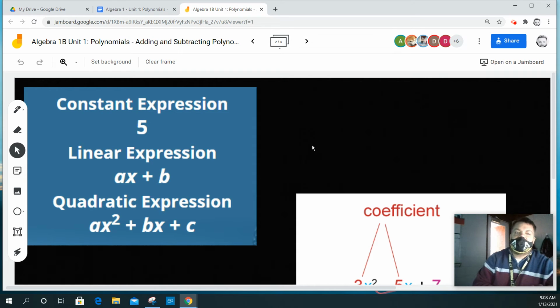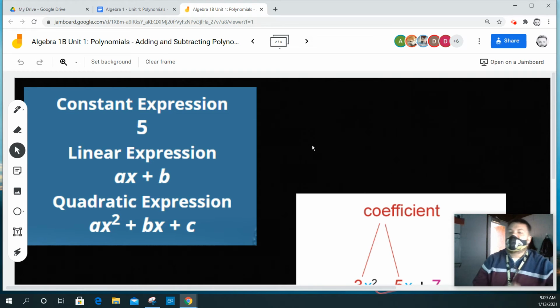So a constant expression like the number 5 is just a number. We call it a constant because 5 will always be 5. There's no variation. There's no variable. There's no letter. So when Mr. Adams says, oh, the constant of 3, that means that there is no x, okay?